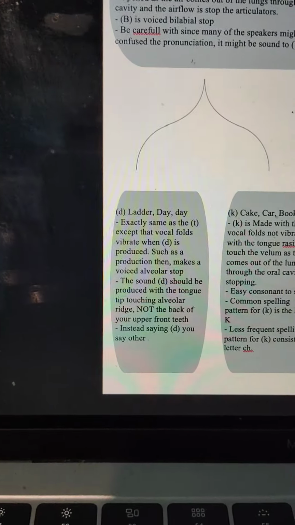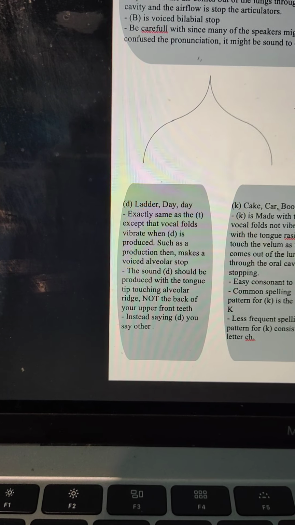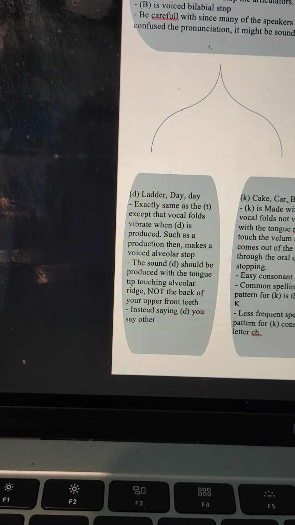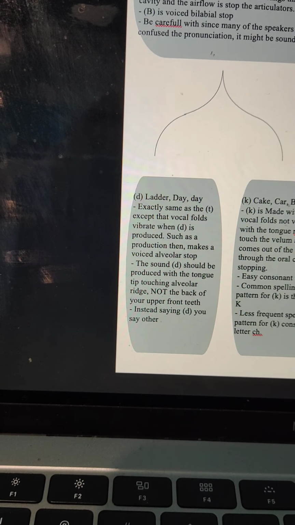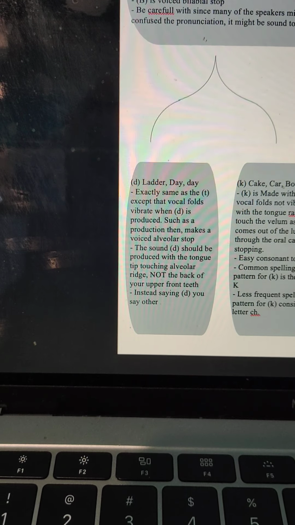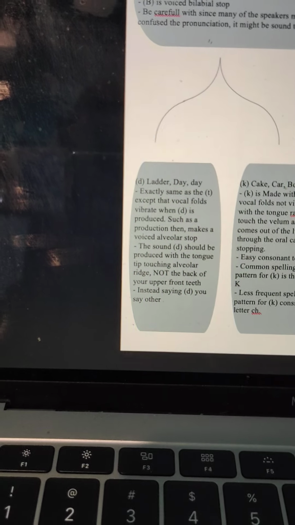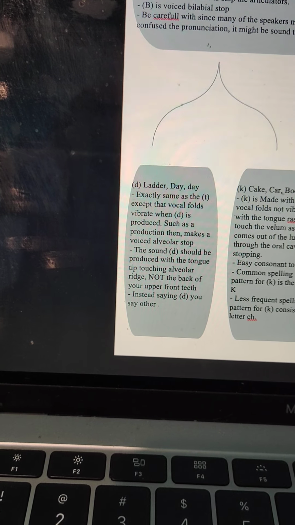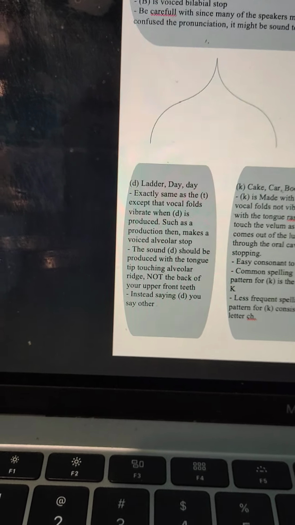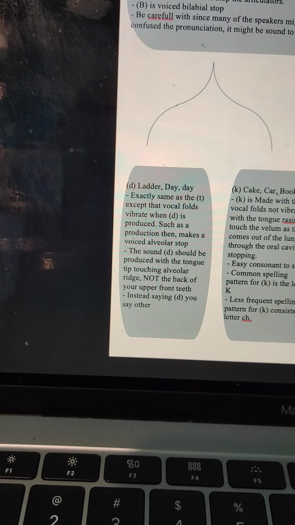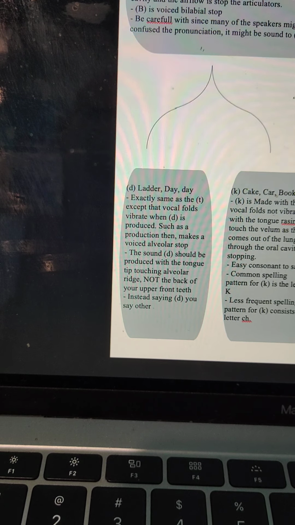It's D. On the word consonant, we can find it in words like leather, they, or bait. Sorry for the typo. The D sounds the same way as T, except the vocal folds vibrate when D is produced, which makes it a voiced alveolar stop.